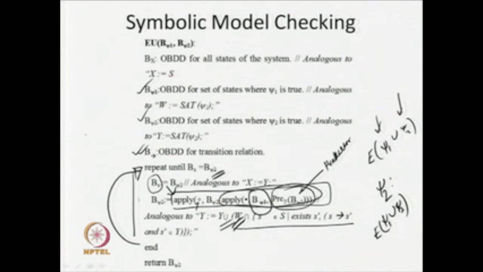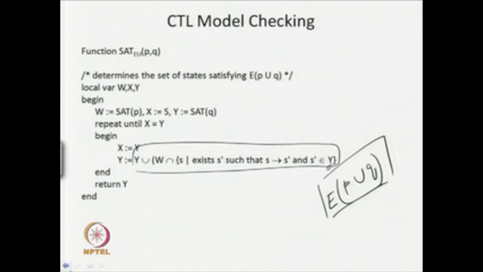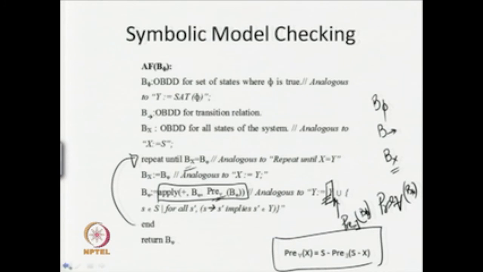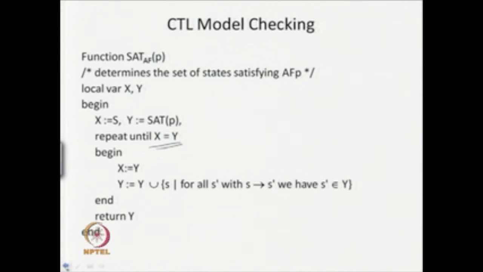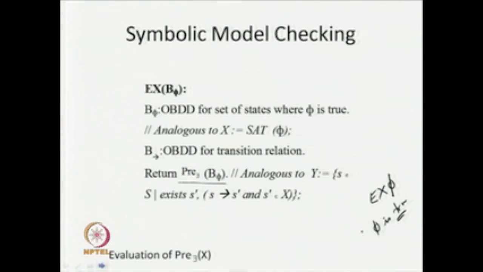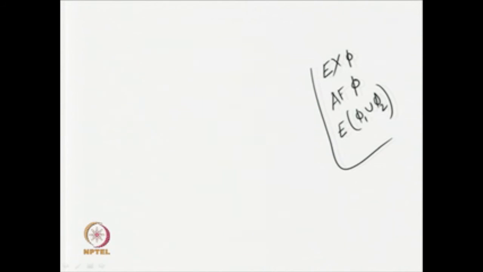So, you just see that all these three operators, what are the operators that we are talking about? Here three operators we are talking about: E x phi, A f phi and E phi 1 until phi 2. So, since we have the procedure to evaluate these three operators, now we can evaluate the other operators also, because we have seen that these are the complete set of operators.